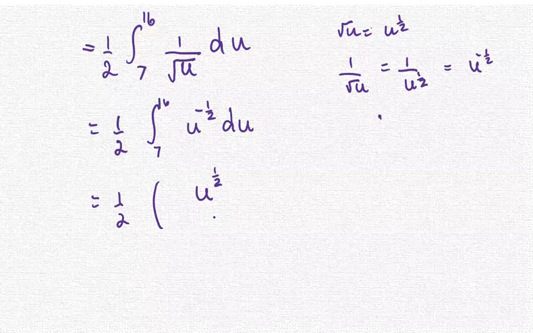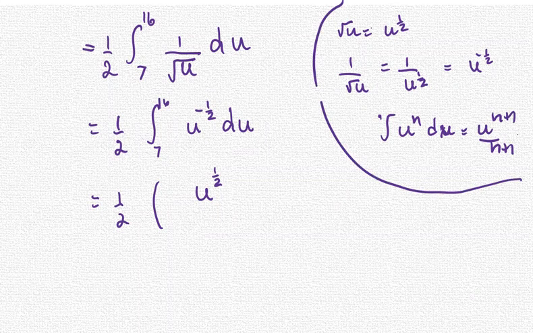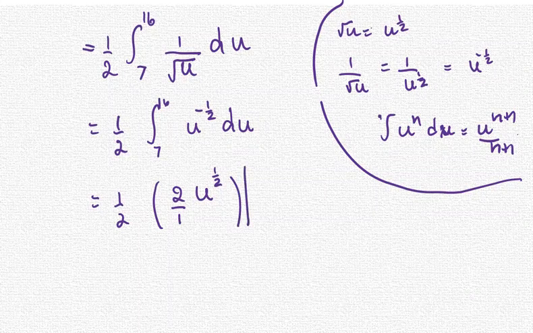Okay, from the antiderivative of u to the power n, which is u to the n plus 1 divided by n plus 1. And then you can add c for the indefinite integral. For this case, we ignore the c. So add 1 to the negative 1 half becomes 1 half. And the new power is used for the denominator. When you divide, it's the same as multiply by the reciprocal. So gonna multiply by the reciprocal of 1 half, which is 2 over 1. Okay, and then we're gonna evaluate from u equals 7 to u equals 16.